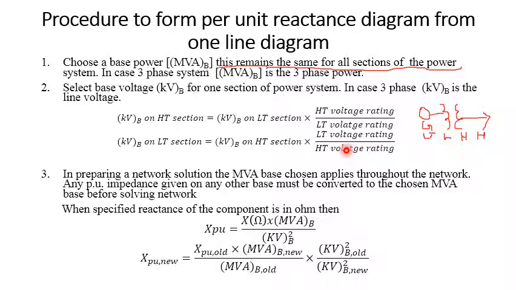So why is it required? Because whatever value they have mentioned on the generator, the value we need to calculate will not remain the same. Either they will ask you to consider the generator as the base or the transmission line as the base.